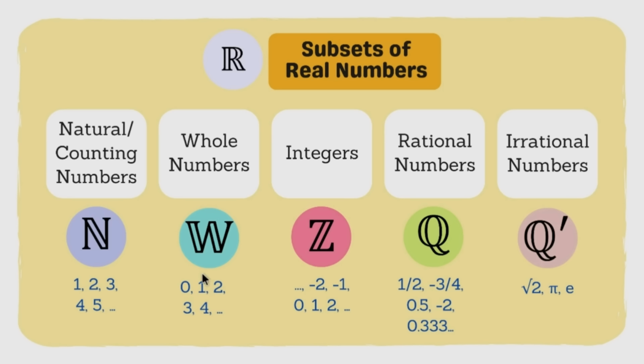So ito po yung summary natin. As you can see, the subsets of real numbers, ito po yung mga subsets niya. It can have natural numbers, whole numbers, integers, rational numbers, and irrational numbers with their notation and examples.